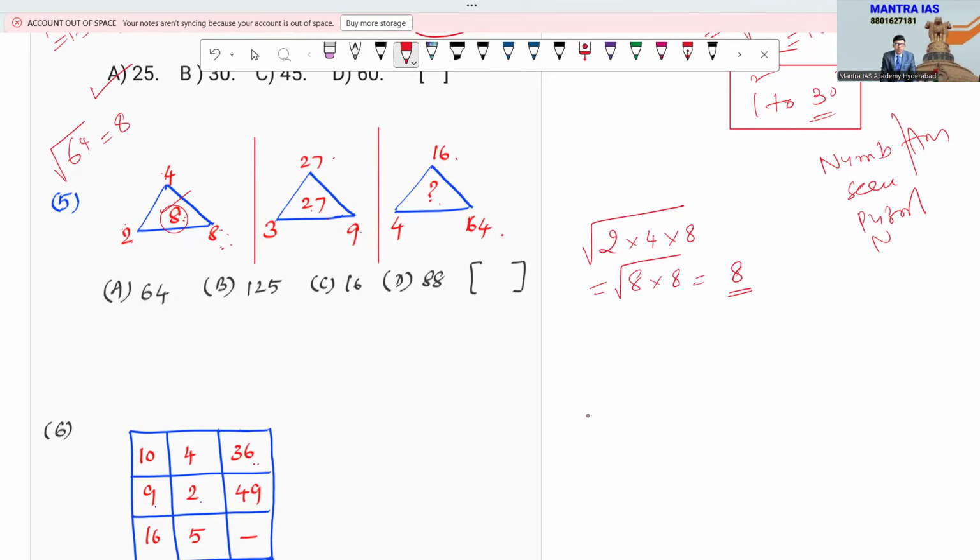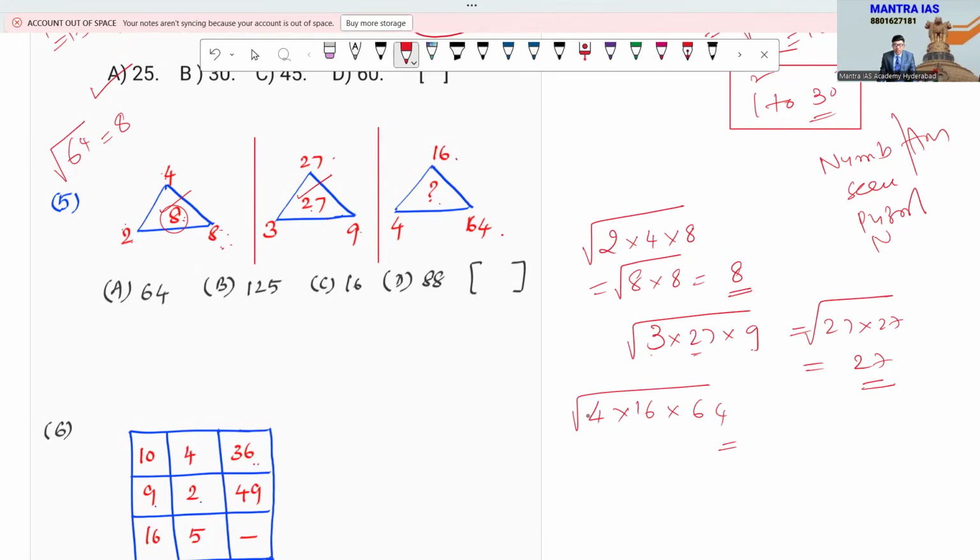Now check it: 3 into 27 into 9. This is nothing but 27 into 27, because 3 nines are 27. So ultimately it is the root of 27 into 27, and only one 27 comes out. Yes, exactly. It's beautiful, the logic is superb. The same logic I have to apply. Now the same story: 4 into 16 into 64.